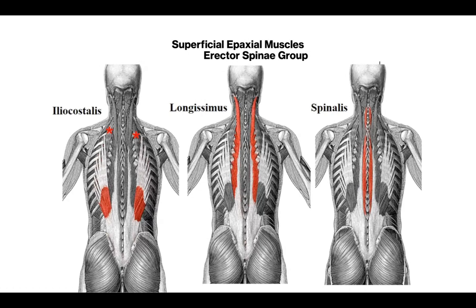So the only new thing that we have to learn for spinalis is the insertion. And that's going to be the spinous process of the cervical and thoracic vertebrae, which we can see here. So cervical and thoracic. And then we can see the origin coming down along the iliac crest, posterior sacrum, inferior lumbar, and sacral spinous process. Yay. Okay. So those 4 are considered superficial epaxial, but these 3, ilio, long, and spinal, these 3 are going to be considered the erector spinae group.